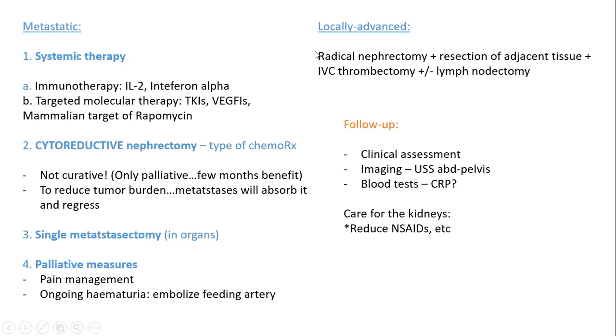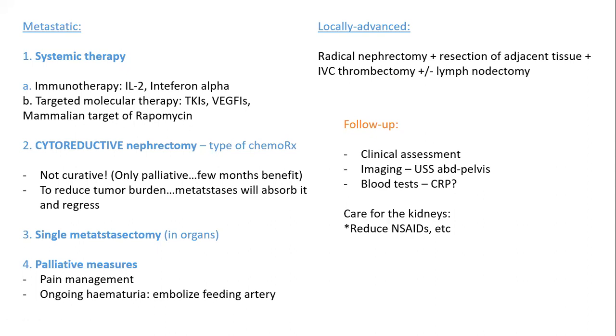Then locally advanced. This is in between organ confined and metastatic. If it involves the Gerota's fascia and the IVC, then you can go ahead and do a radical nephrectomy with resection of the adjacent tissue which is involved, with IVC thrombectomy if it is involved, and with or without lymphadenectomy depending on the number of lymph nodes involved. That's all you need to know about locally advanced. It's really not talked about much, so just know it.